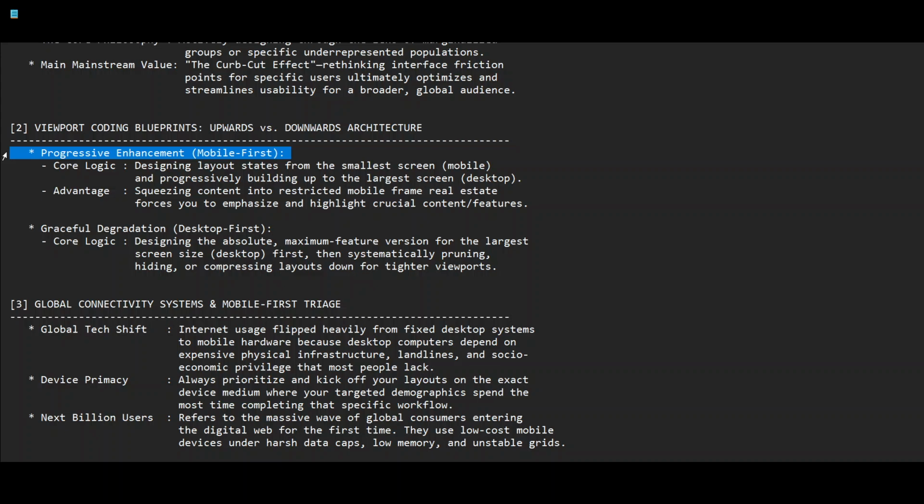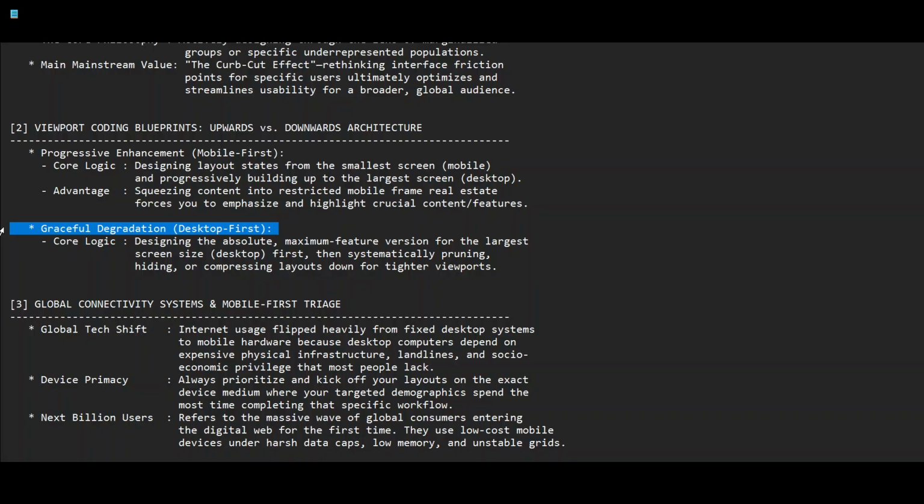Advantage: squeezing content into a restricted mobile frame. Real estate forces you to emphasize and highlight crucial content features. So like you have understood, designing in a compact space forces you to emphasize and highlight crucial content features. Then the next thing was graceful degradation, desktop-first, core logic.